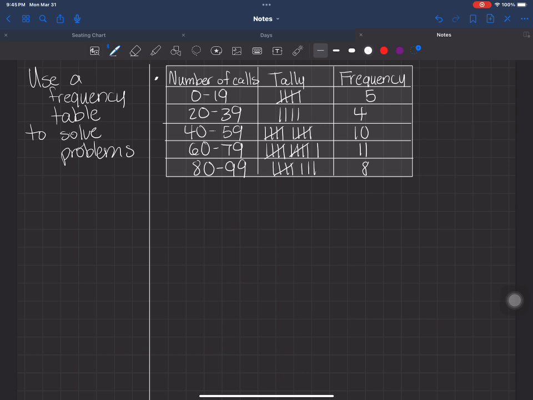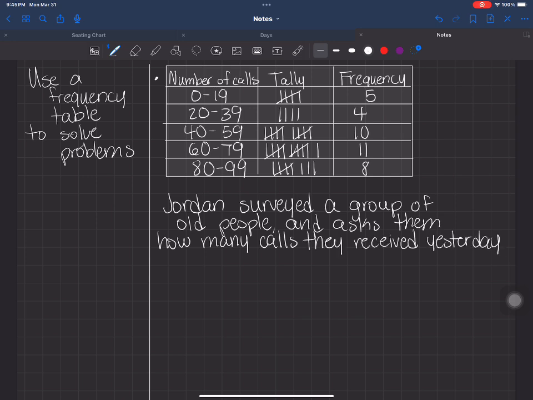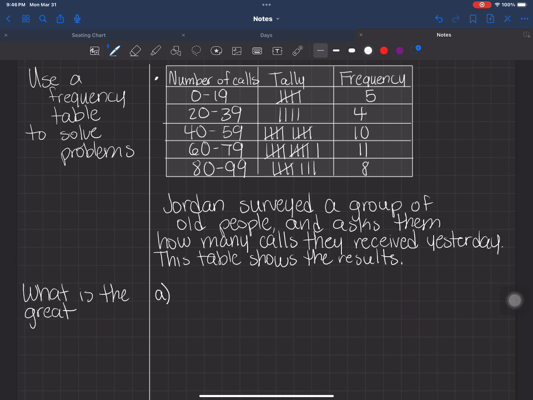So I'm going to throw you a quick problem. Let's say Jordan surveyed a group of old people, and he decided to ask them how many calls they had received only yesterday. And he built this table here, this frequency table. It shows all of our results. We're going to take that and we are going to answer a couple of questions. These are sample questions that you might come across within the book.